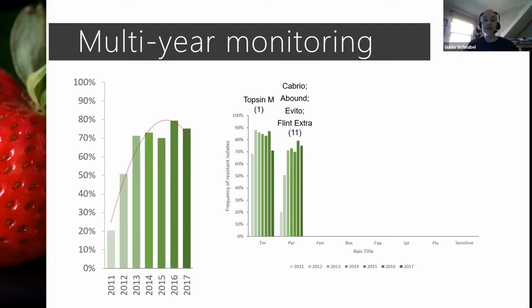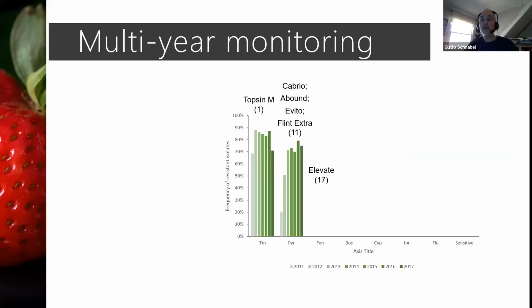Now that resistance has sort of emerged and developed over time, and it has now been found to be at about 70%, and it's just lingering there at 70%. So you can rest assured that you have probably resistance to the FRAC 11s already in your field. It's there to stay. There's no fitness penalties with regard to resistance.